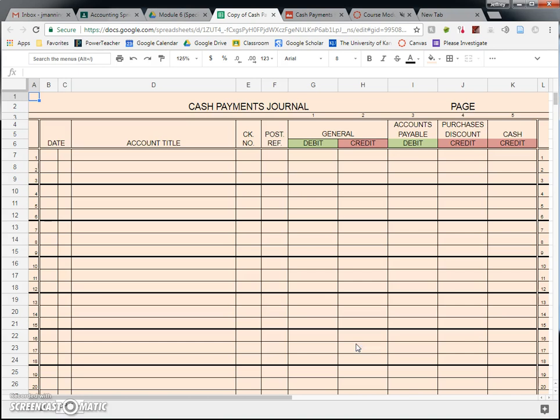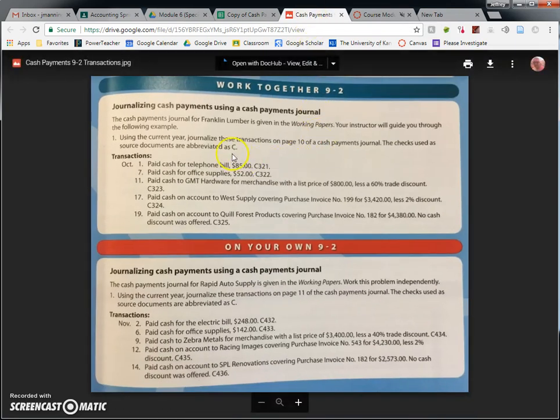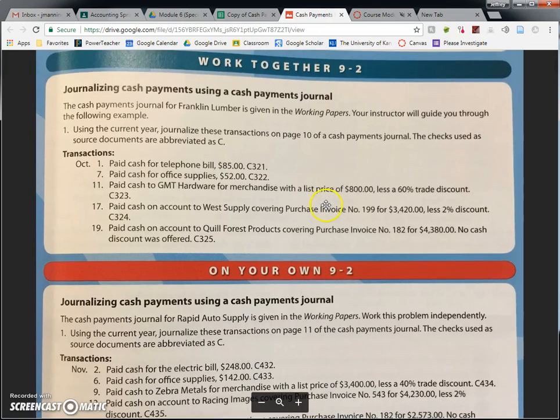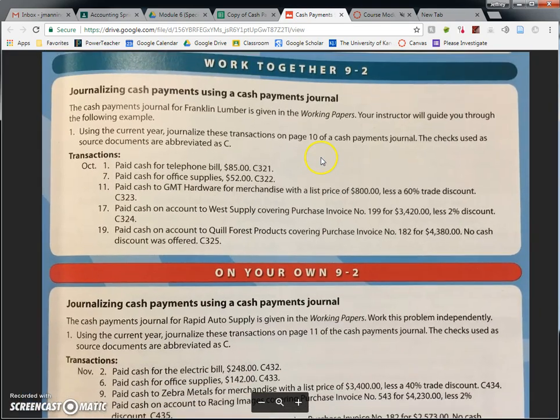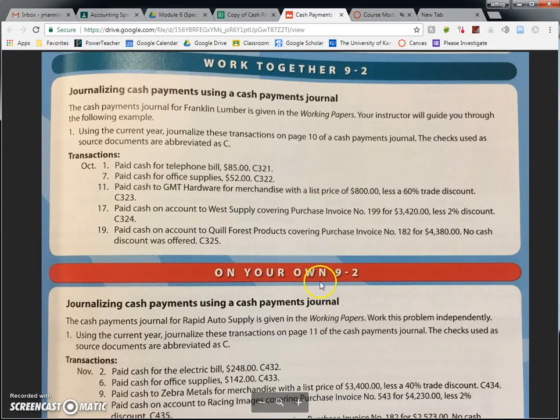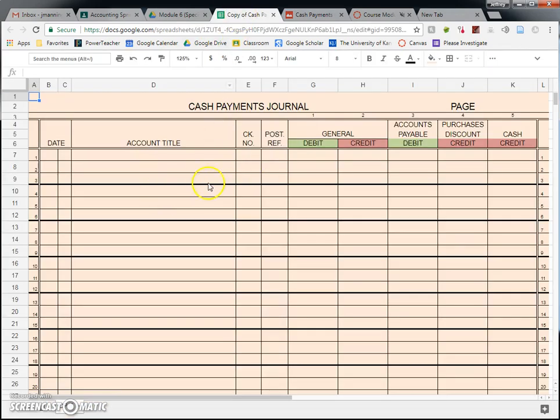Okay. So here's what you're going to need. You first need to pull up your cash payments journal template, which should be available to you, and you're also going to need a copy of the transactions. We are going to do the work together transactions, work together 9-2. I would like for you to try the on your own ones after this video is over, but we're going to start here. As I'm looking at the transactions, one of the very first things I notice is that it says paid cash on every single transaction. That is super important. That paid cash tells us that we bought something and we used cash to buy it. So therefore, we're going to use the cash payments journal. All right, so let's begin.